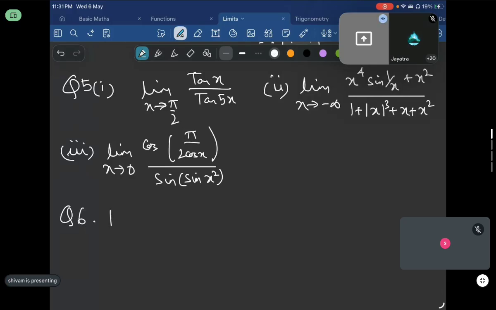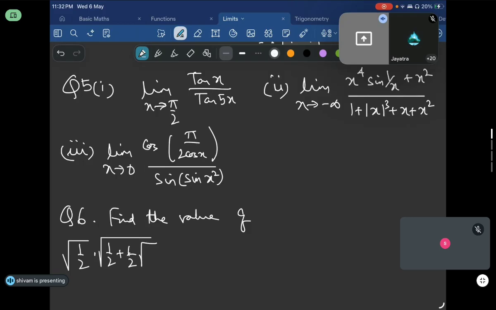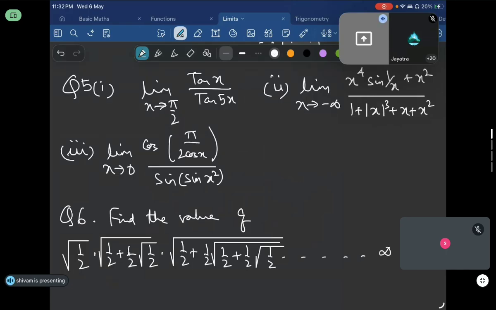Question number 6. Find the value of root over 1 by 2 into root over 1 by 2 plus 1 by 2 into root over 1 by 2 into root over 1 by 2 plus 1 by 2 into root over 1 by 2 plus 1 by 2 into root over 1 by 2, dot up to infinity. Keep solving, everyone.